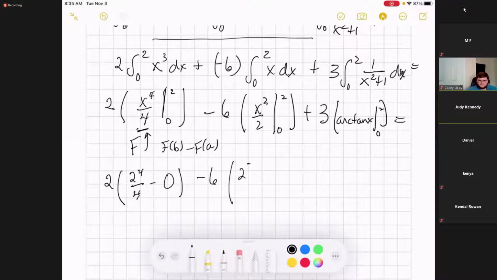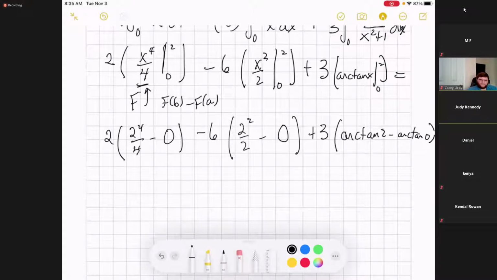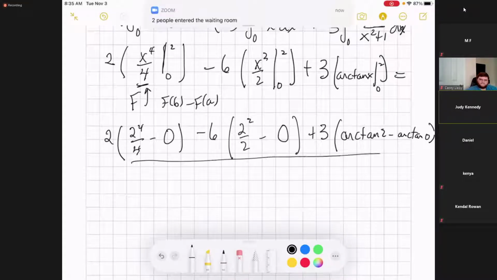Okay, and then this one's 2 squared over 2 minus 3 times the arctangent of 2 minus the arctangent of 0. Okay, so let's clean that up. Now that is our number right there.